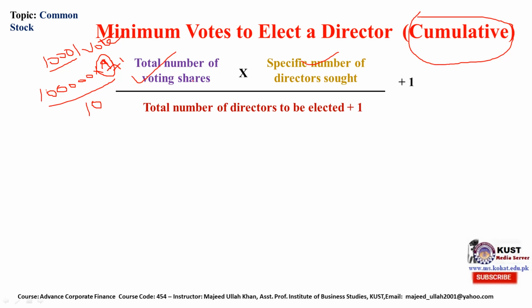If you want to elect 2 directors, 100,000 shares total multiplied by 2, divided by 9 plus 1, plus 1.